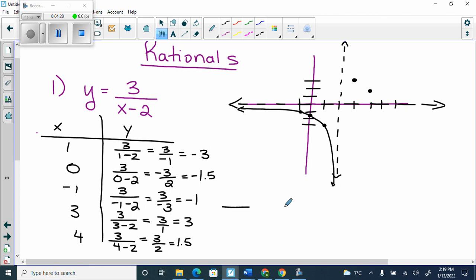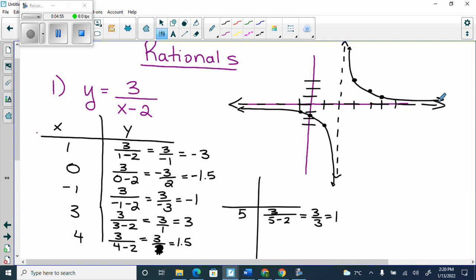And then say I plug in 5, I get 3 over 5 minus 2. That's a 3. 3 over 3. Okay, we're at 5 and 1. Okay. Then run along here.